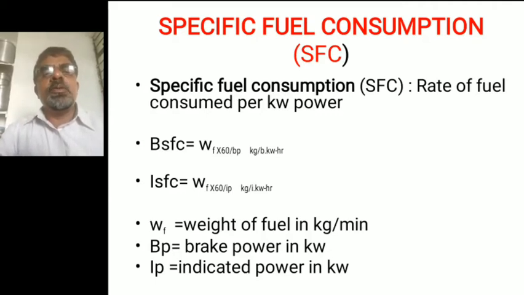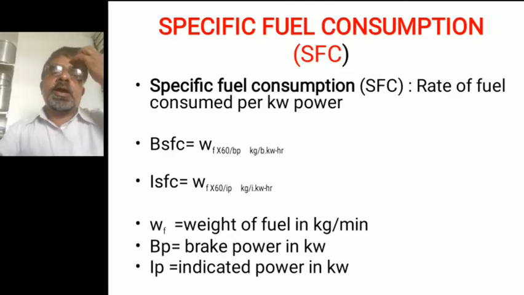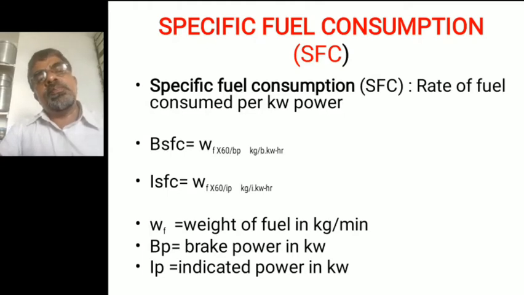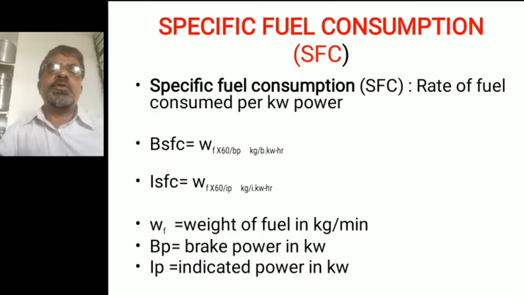When the brake power is used to calculate the specific fuel consumption, then it becomes brake specific fuel consumption. And when the indicated power is used to calculate specific fuel consumption, then it becomes indicated specific fuel consumption. Brake specific fuel consumption is briefly written as BSFC. BSFC is equal to WF divided by BP. The unit of this is kg per brake kilowatt hour.